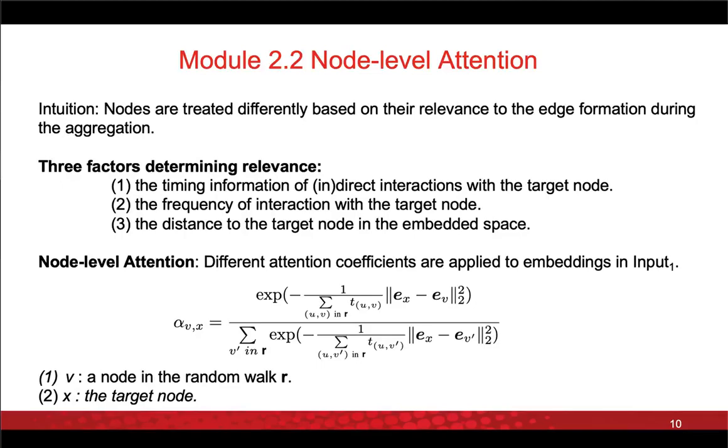To generate more informative random walk embeddings, we introduce a node-level attention mechanism, which applies different attention coefficients to the input node embeddings. We think that nodes which have more recent and frequent interaction with the target node and are close to the target node in the embedding space should be assigned greater attention weights.